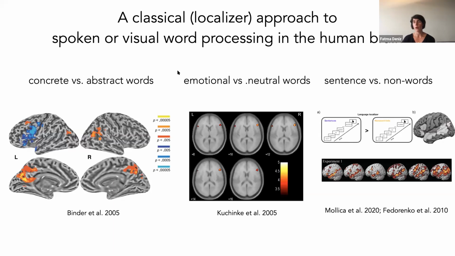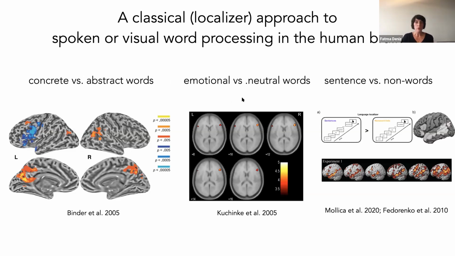Okay, so for the language processing, because I started also with the examples of language processing, here are just some examples of studies that use this more classical approach to fMRI in language research. For example, to study where different categories of words are represented, concrete versus abstract was a very prominent example. Binder and colleagues showed that some of these regions in the temporal and parietal lobe are more activated for concrete words than abstract words.